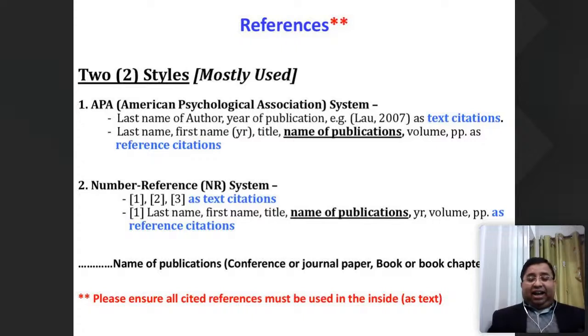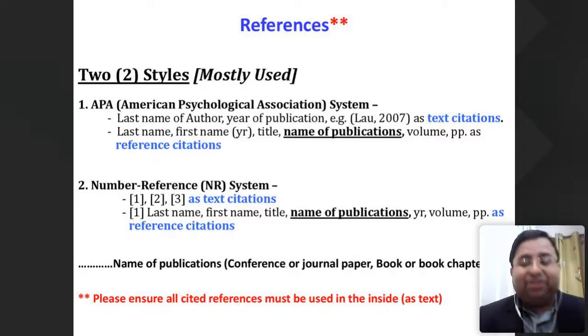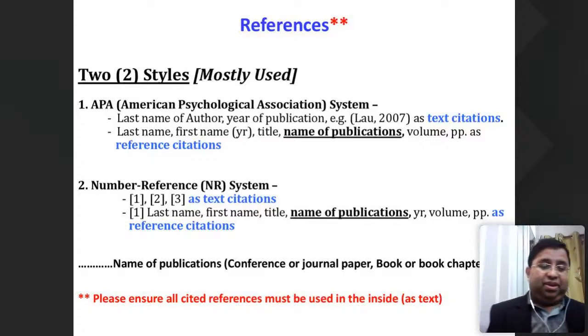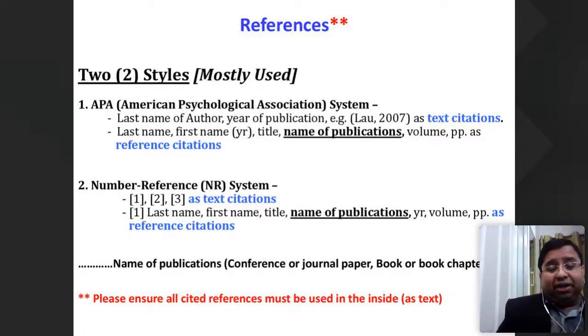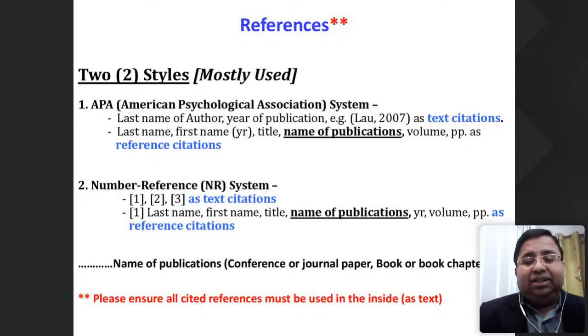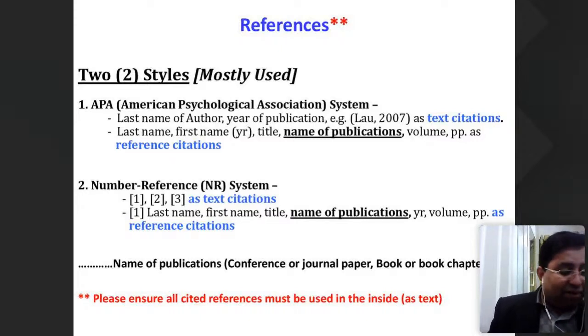Okay. I remind you again, your target is to get the paper accepted in that conference. So follow the conference template. Whatever reference style they are applying, you have to use that one. That's all. And there are two reference styles. One is APA, the American Psychological Association system, and the second is the number reference style. You can apply either. But if you ask me which one is better, I would say the number reference style. Personally, I prefer it.